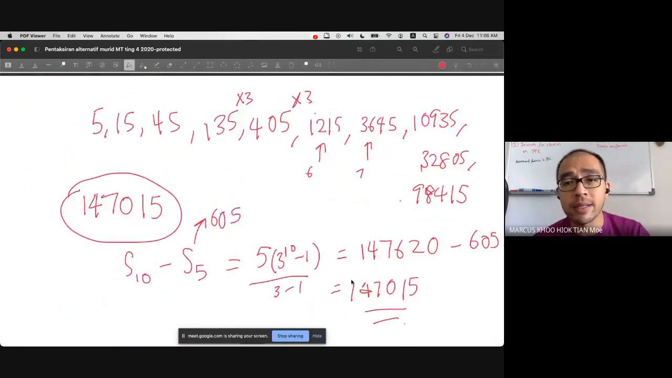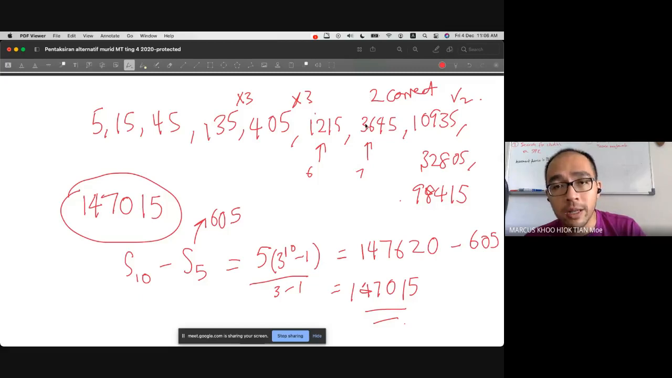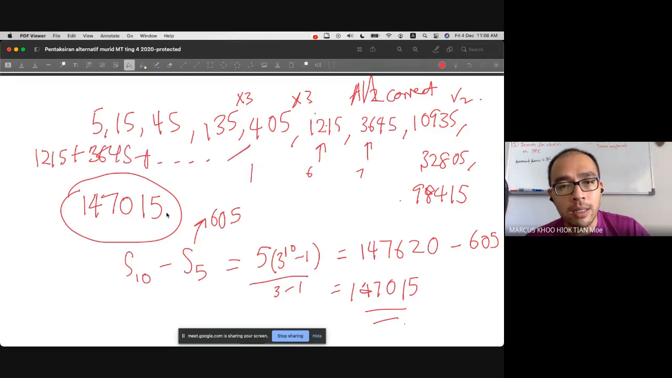4 very easy marks. Okay, so if you use the kids' method, 4 marks will be 2 marks if all the terms are correct. Sorry, my mistake. All correct. 1, 2, 3, 4, 5, if these are correct, you will get 2 marks. Okay, if let's say one of these you got wrong, or maybe the last one you got wrong, but the rest you got correct, you will get 1 mark. Okay, then you add the step, adding 1215 plus 3645 plus and so on. This is 1 mark, the final answer 1 mark.